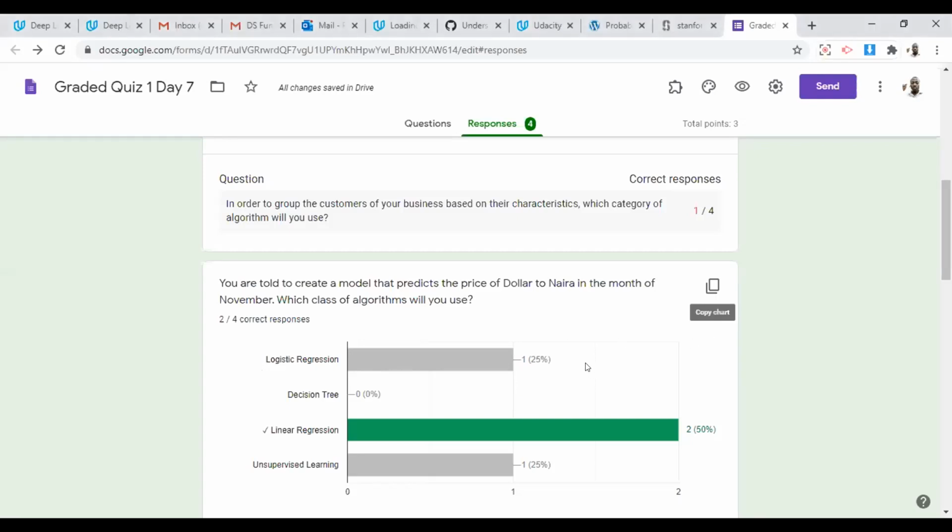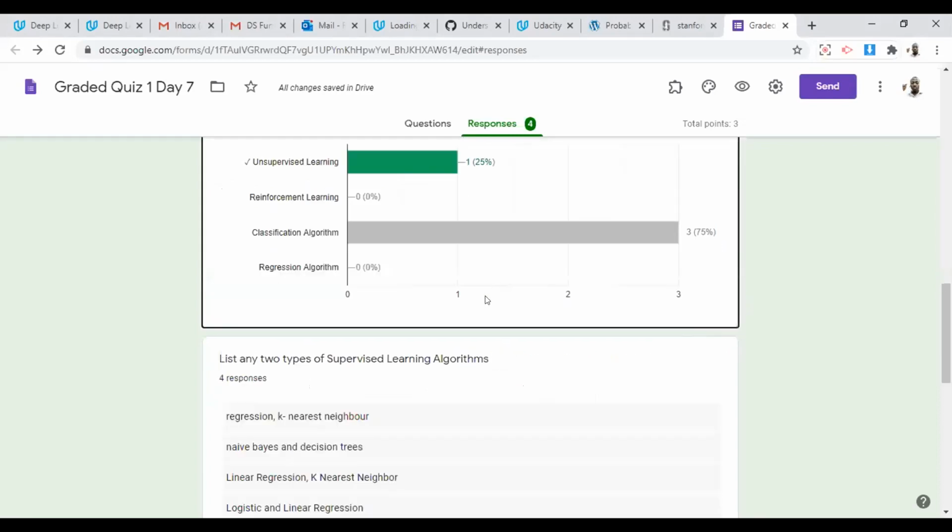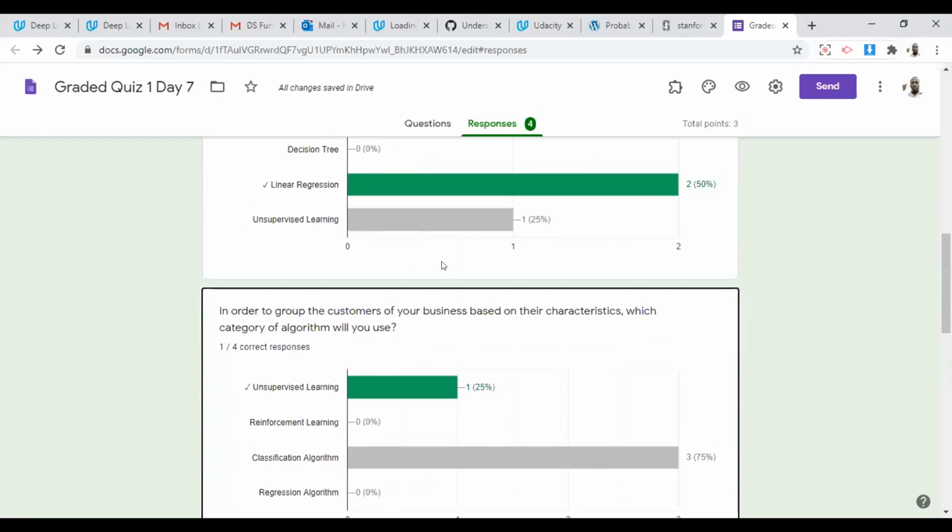I think that question is for a different answer. The one you're answering now is for number 2. You are told to predict the price of dollar to naira in the month of November. Okay, that's true. That's true. Okay, thank you.